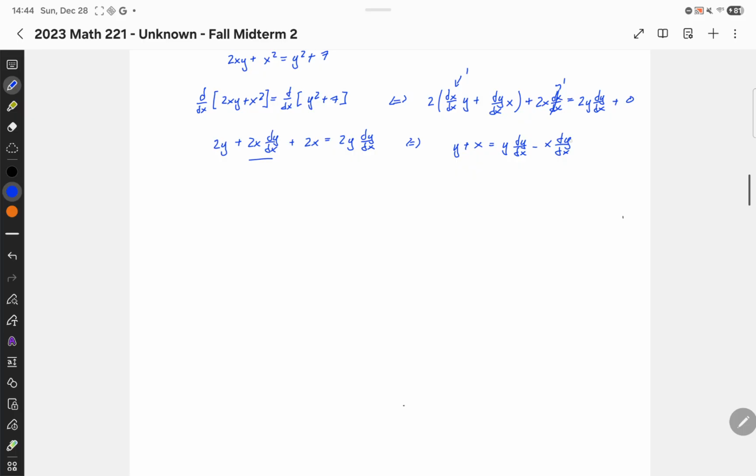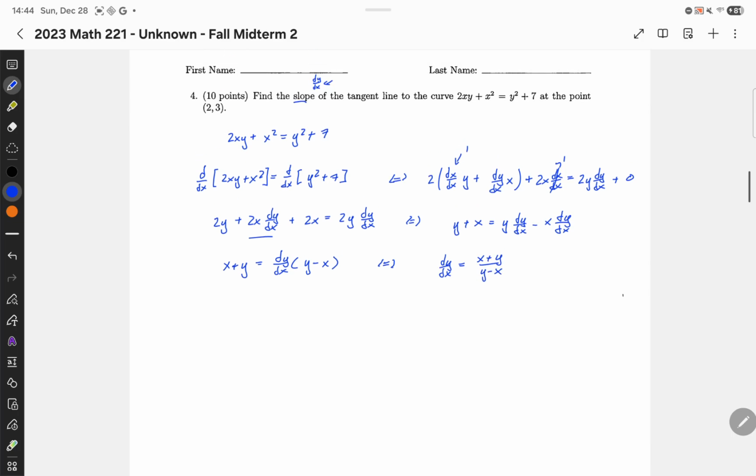Now let's go ahead on this right side and factor the dy/dx out. I'm going to flip it to x plus y just because that looks nicer to me. We have x plus y is equal to dy/dx times y minus x. And now the last thing to do is divide both sides by y minus x. We get dy/dx is equal to (x plus y) over (y minus x).